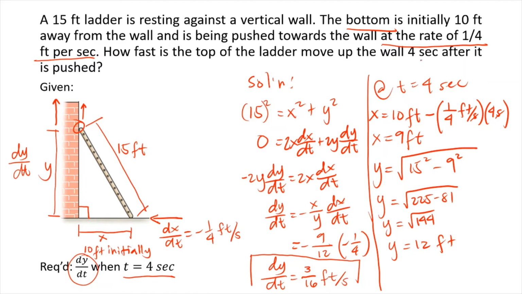Okay. Notice that we got a positive value. This is expected because as the bottom of the ladder is being pushed towards the wall, the top of the ladder in turn will move up the wall. This means that y will increase over time. It's an increase, therefore the value of dy/dt should be positive. Okay?